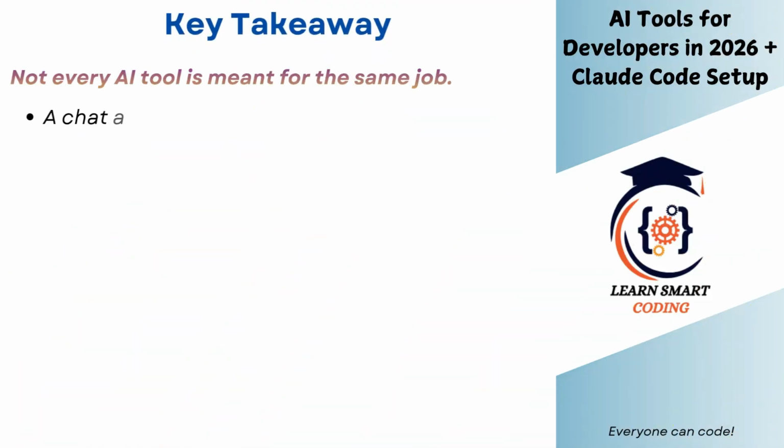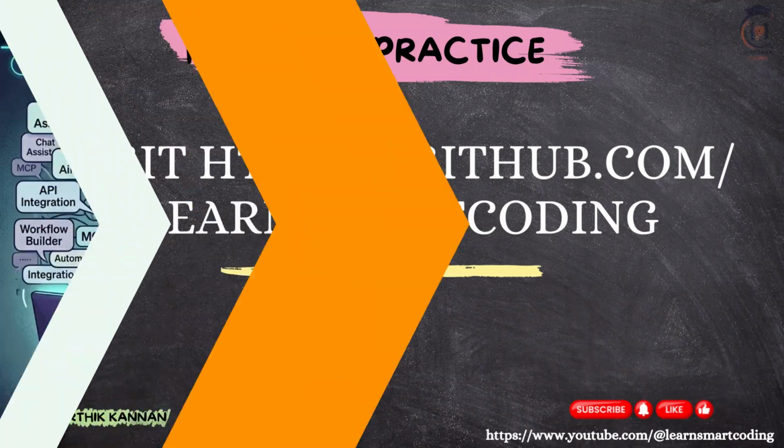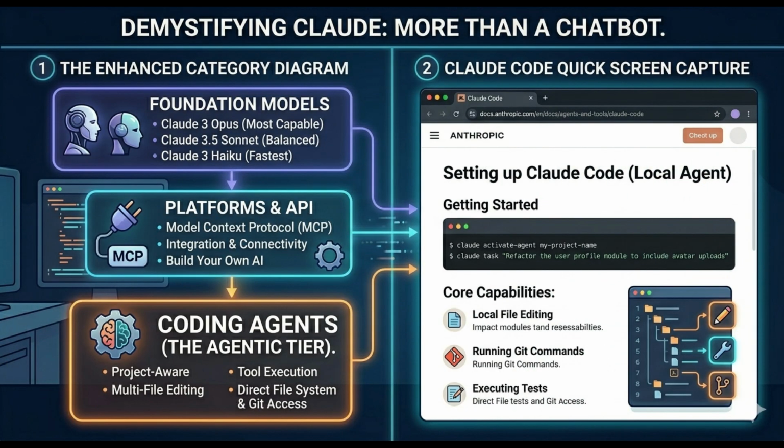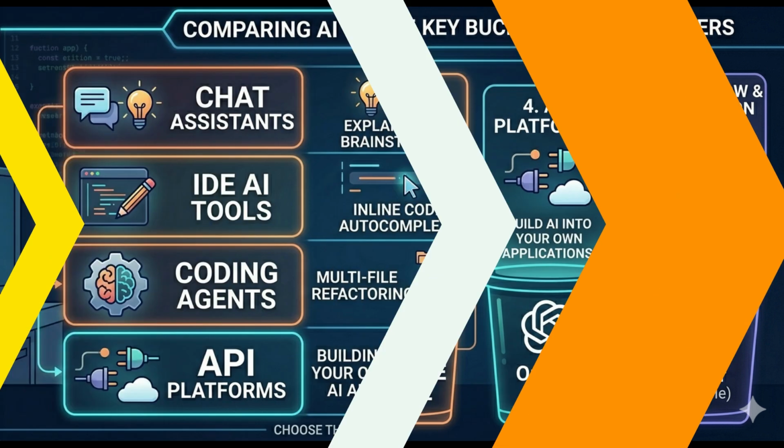If you remember only one thing from this video, remember this. Not every AI tool is meant for the same job. A chat assistant helps you think, an IDE AI tool helps you code faster, a coding agent helps you execute tasks across a project, and an API platform helps you build AI into your own product. And Claude Code belongs in that coding agent category.